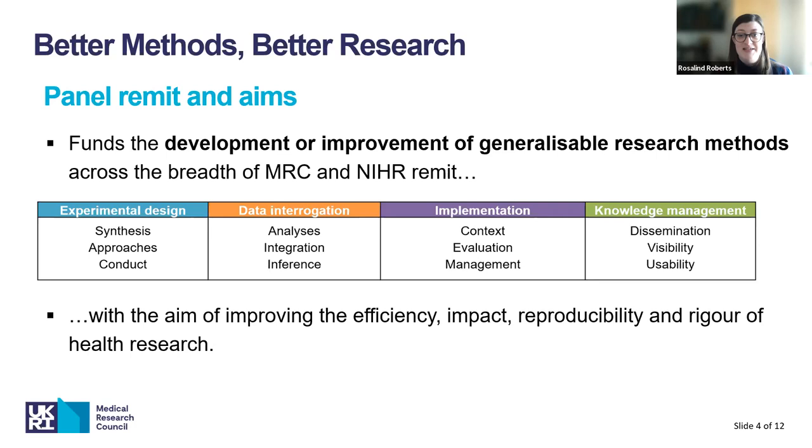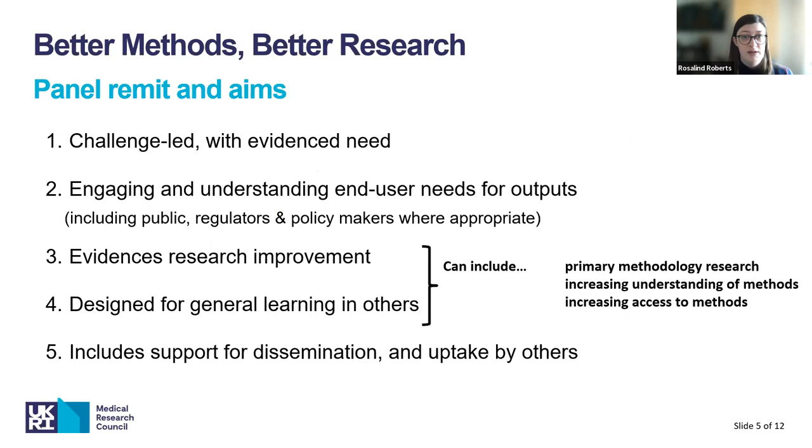As Alicia said, bearing that kind of broad expertise in mind when you're writing the application is really important. What the panel are looking for when they receive your application is that there's a really well evidenced need for the method to be developed, and that there's been really well thought through engagement of the end users for the outputs from the project. And this is really to make sure that the methods developed will end up being used and will make a tangible difference to the reproducibility and rigor of research, which is ultimately the aim of the program. Because of this, you can request funding for dissemination activities.